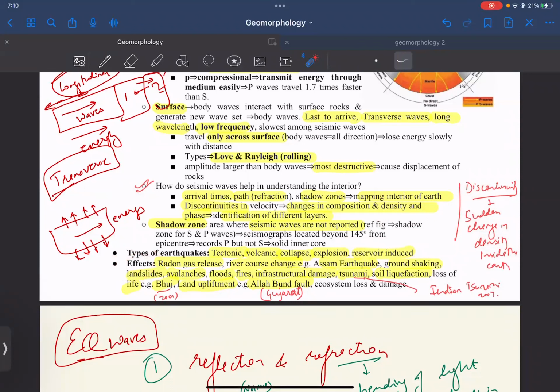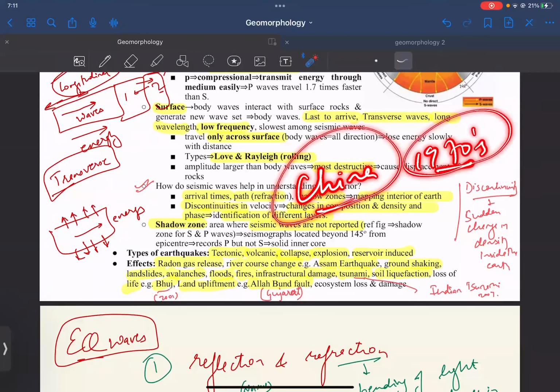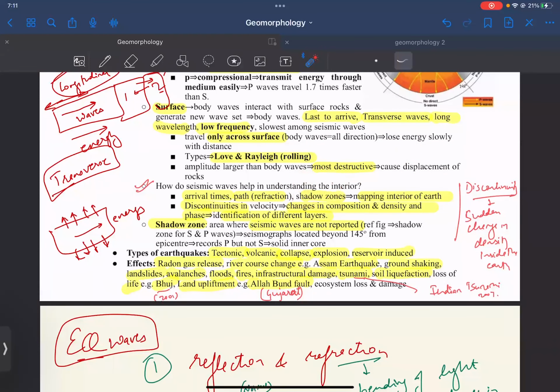Effects. UPSC had asked a question on how to detect how an earthquake is taking place: radon gas. Even recently, there was a lot in the news regarding Turkey. Actually, in China in the 1970s, they were able to predict an earthquake. How? Because just before the earthquake takes place, there is first of all a release of radon gas.